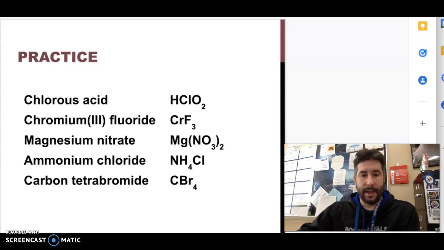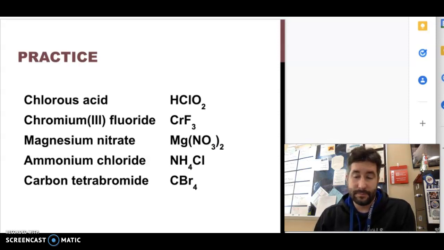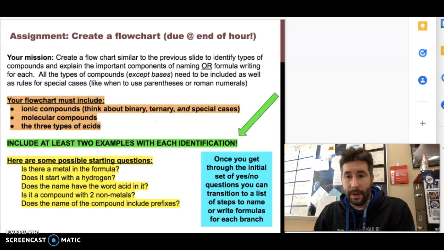All set. And carbon tetrabromide, that is 1 carbon and 4 bromides. That's covalent because there are prefixes. So don't do any crisscrossing or anything, just do what they say. All right, so what we're going to have you do is make a flow chart. And that flowchart is going to help you to know exactly what to do, and then you can use it to help you think about, okay, what rules do I follow?